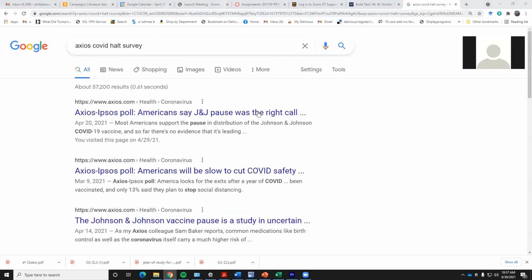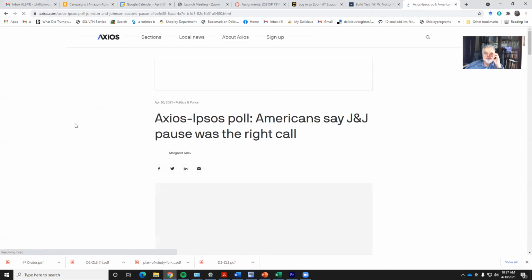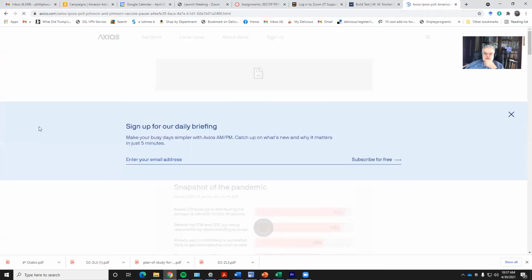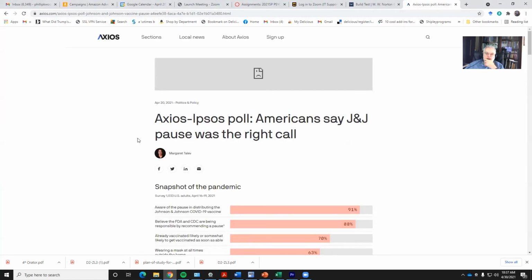I was reading the following article about the Johnson & Johnson pause. And it occurred to me that this is really a nice example of some of the central ideas that the course is trying to make about how you interpret the science and how you interpret the journalistic interpretation of this.